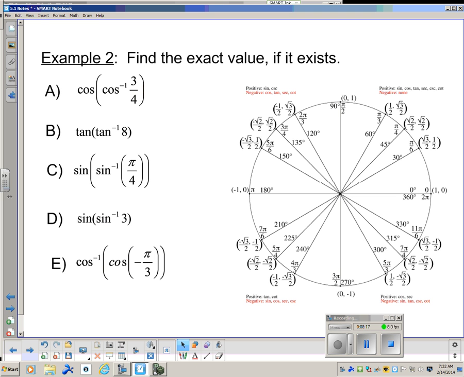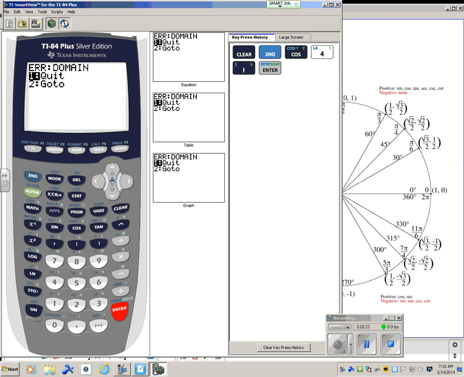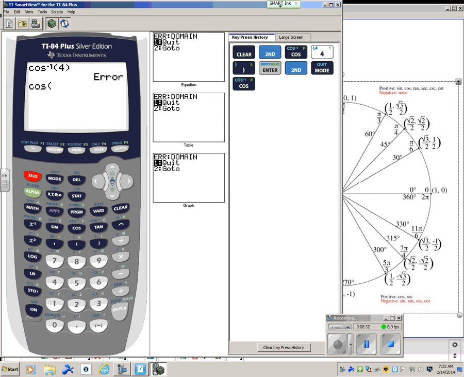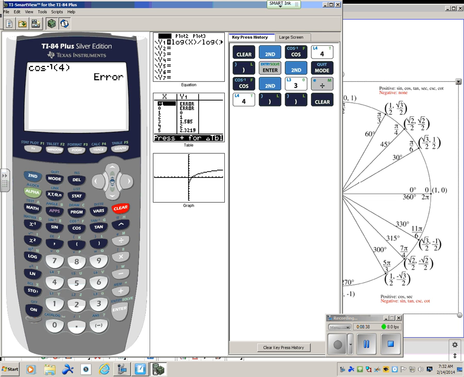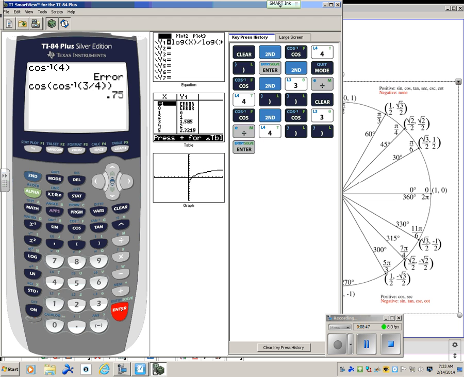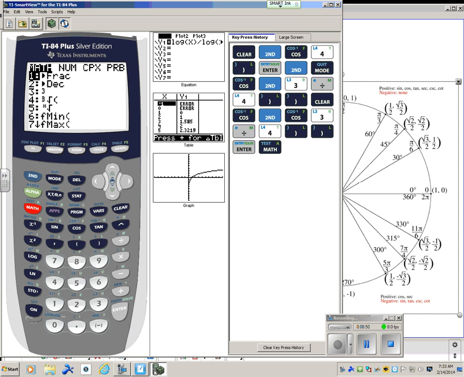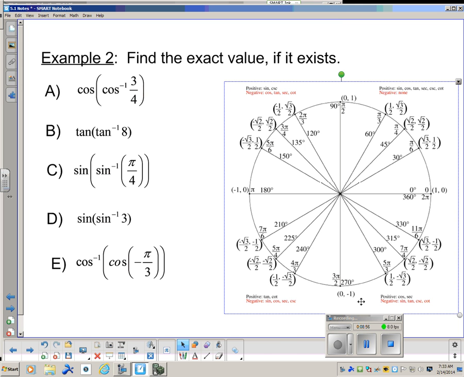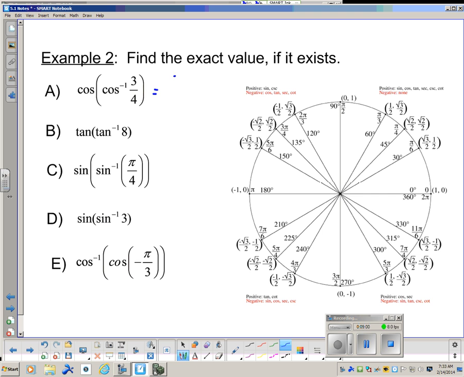So let's look at some of these. You might want to plug them into your calculator just to double check. Let's do the cosine of the inverse cosine. Oops, let's do that again. Cosine, inverse cosine, 3 divided by 4. And if I hit math fract here, I get 3/4. So the cosine of the inverse cosine of 3/4 is 3/4.